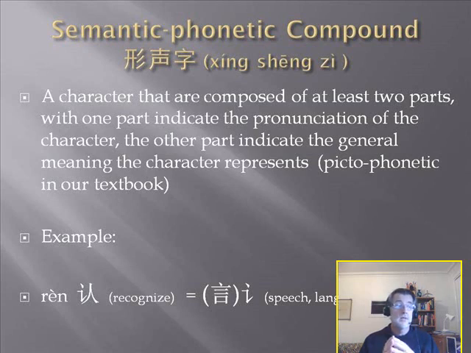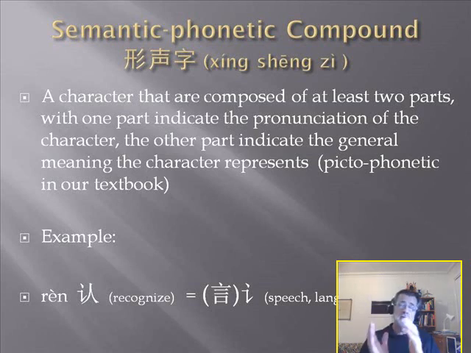What that means is the characters are made up of two parts. One part, the semantic part, gives you an indication of the general category of meaning, and we've talked about this briefly in the lectures before. It's a general category of meaning, and we talked about the word for mother, mama.